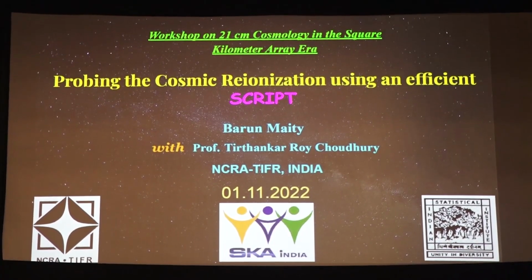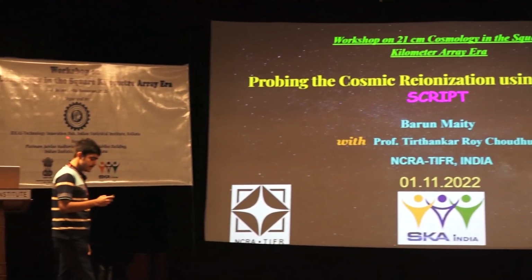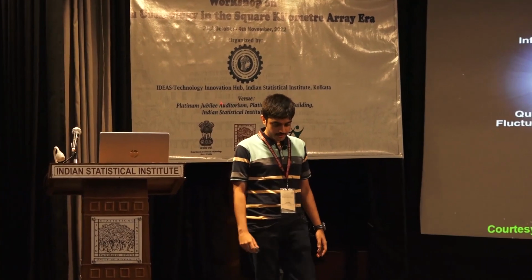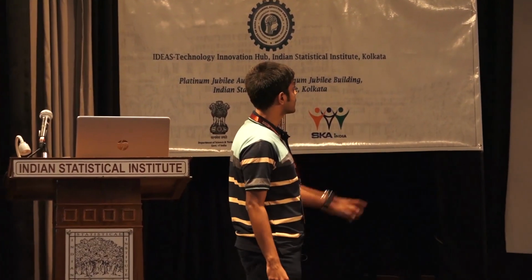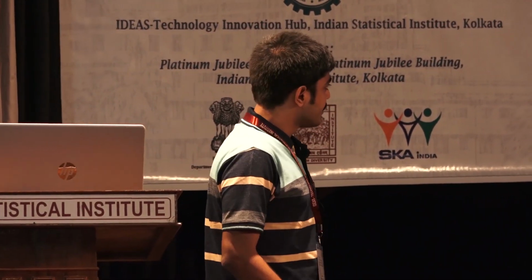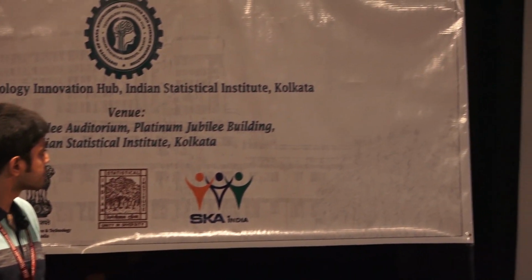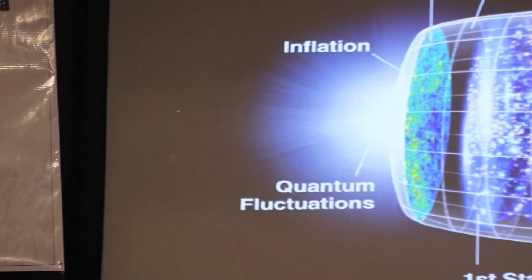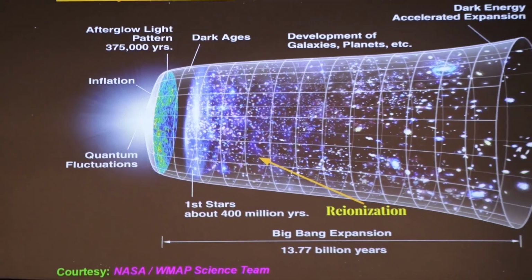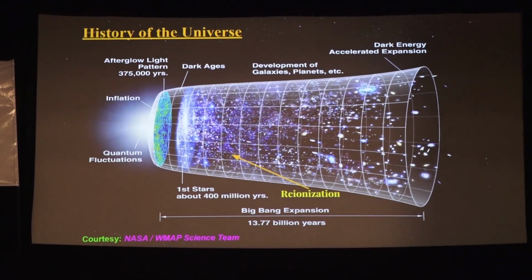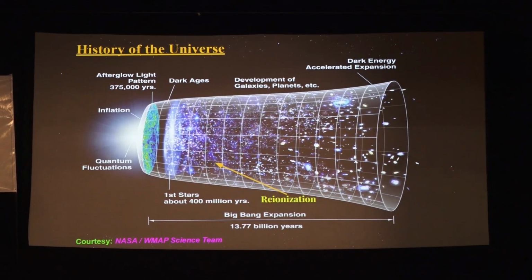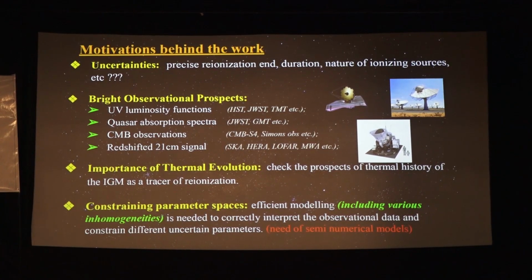Before going into the details about SCRIPT and other stuff, I would like to give a brief motivation behind the work. This is a well-known picture which we all know, that basically shows the evolution history of the universe according to the standard model of cosmology. We have known a lot about the early cosmology dominated universe and today's astrophysics dominated universe. And reionization is basically the joining era between these two epochs, the early cosmology dominated phase and today's astrophysics dominated phase.